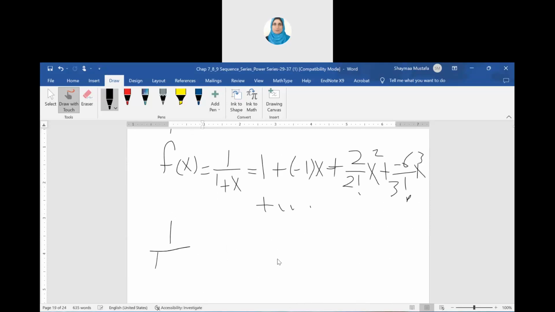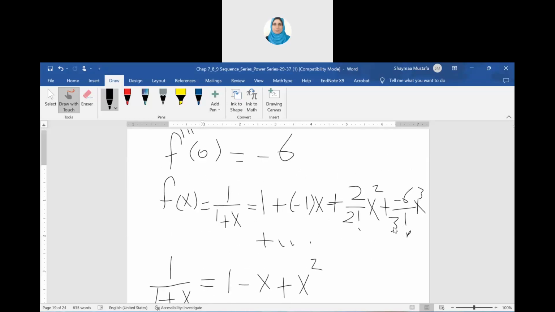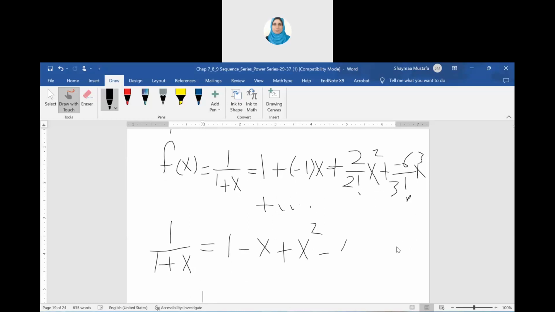Okay, now we write this one. So you have 1 over 1 plus x equal to 1. First term is 1. Minus 1 times x, which is minus x. 2 over 2 factorial is 1, because 2 factorial is equal to 2. So 2 over 2 is 1. So plus x squared. Minus 6 over 3 factorial. 3 factorial equal to 6. So minus 6 over 6 is minus 1. So minus x cubed. So this is the polynomial or Maclaurin series for the function 1 over 1 plus x.